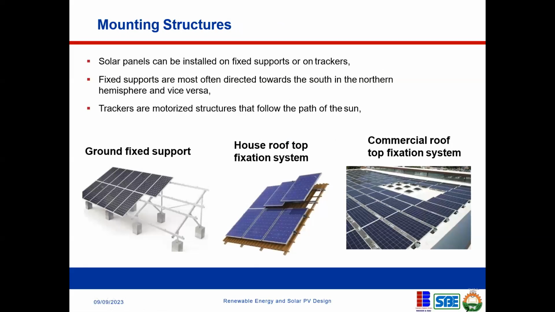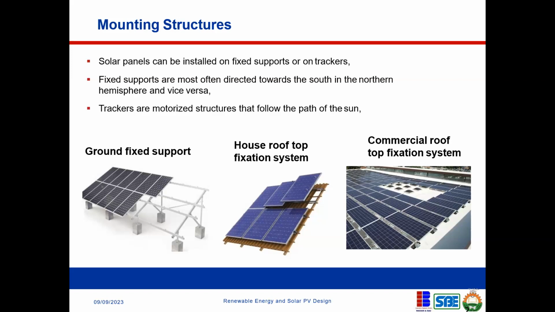So we have different kinds of mounting structure. Solar panels can be installed on a fixed support or on a tracker. Now, a tracker will help you yield more energy from that solar panel. Essentially, the tracker will follow the sun path. As the sun rises in the east and sets in the west, the tracker will follow the sun path to make sure that it gets the maximum energy yield from that solar panel. That's essentially what the tracker does.